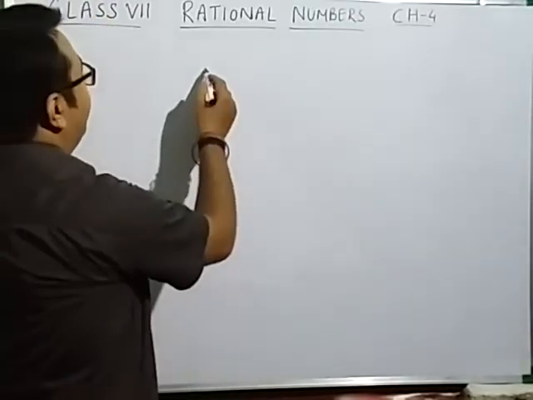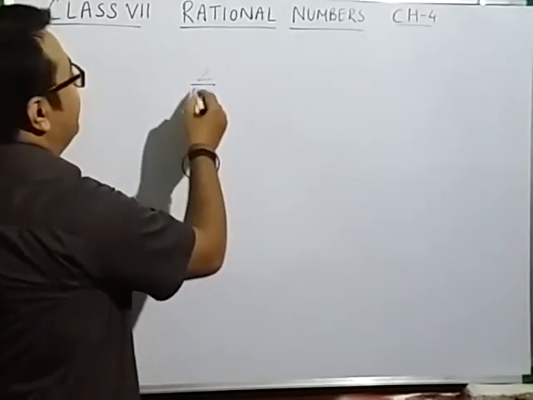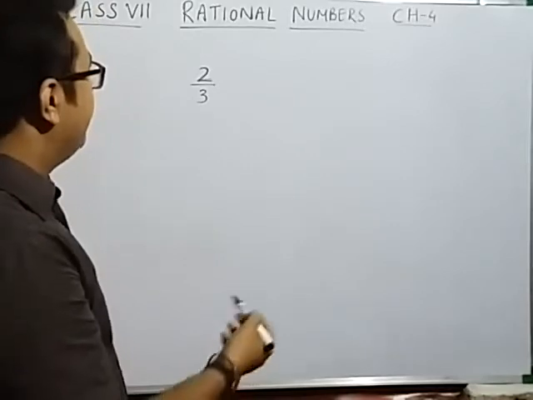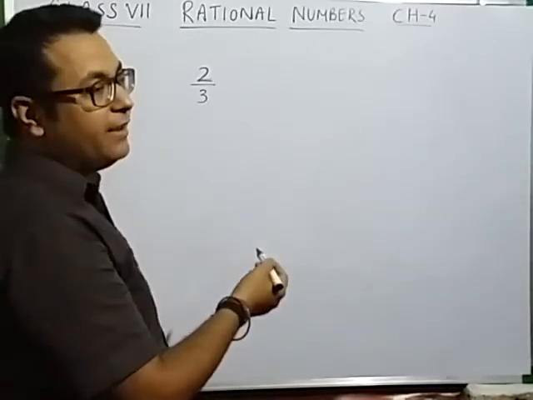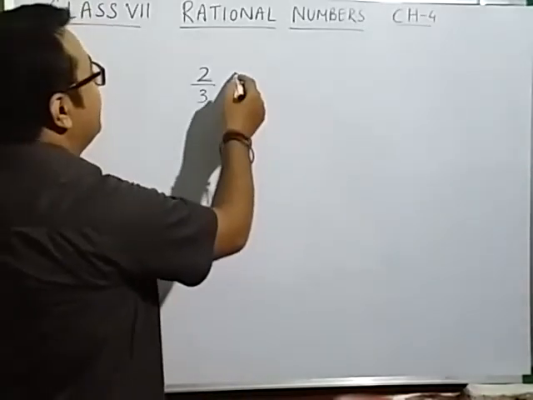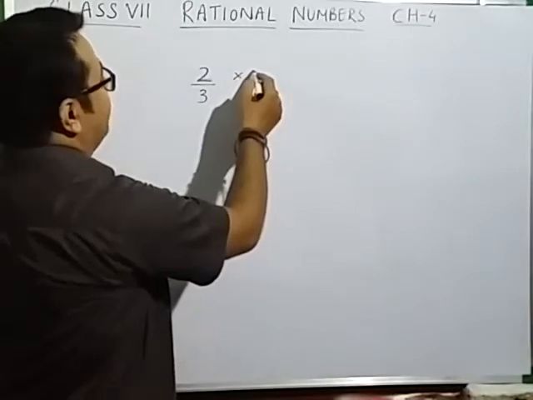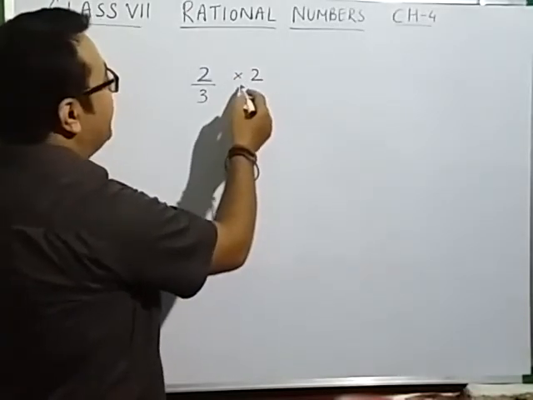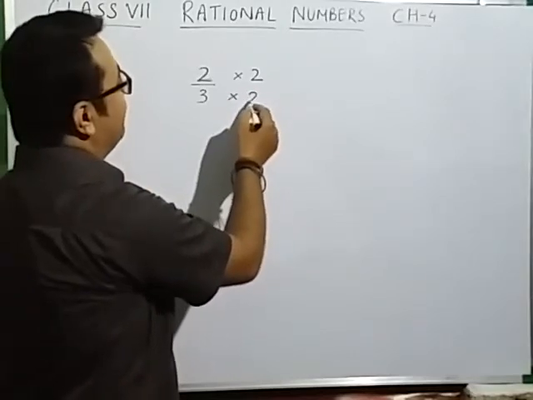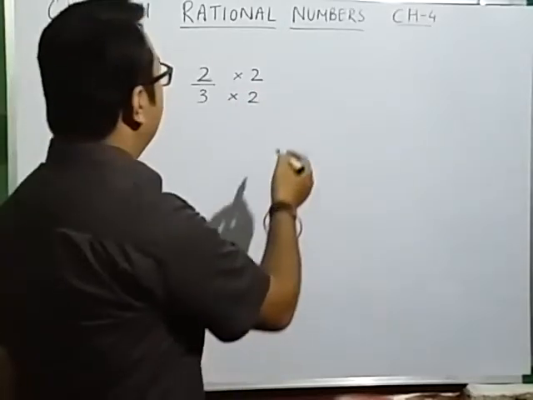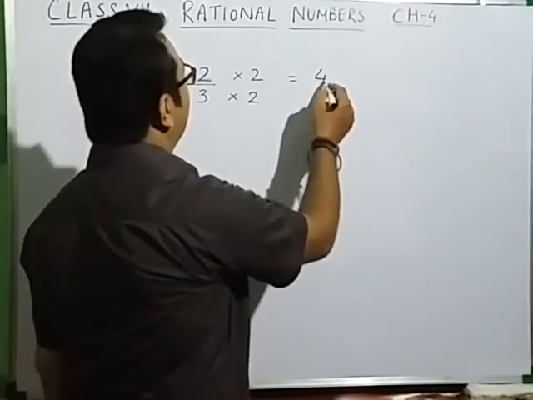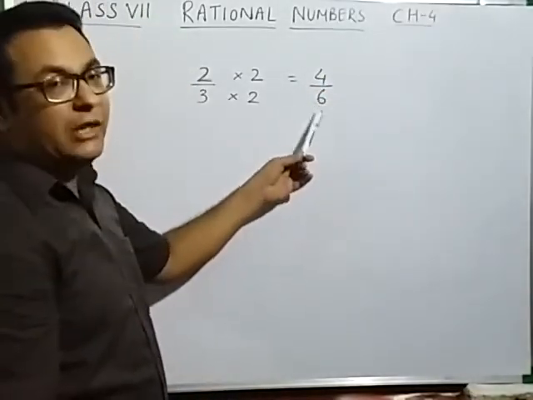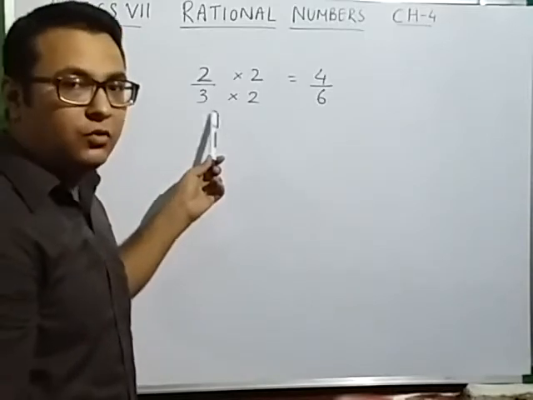For example, if I am asked to write an equivalent fraction of 2 upon 3, in this case I need to multiply the given number with the same number. Suppose I multiply it by 2. If I am multiplying the numerator, I need to multiply the denominator also with the same number. Now it will give us 4 upon 6. So I can say that 4 upon 6 is the equivalent rational number of 2 upon 3.